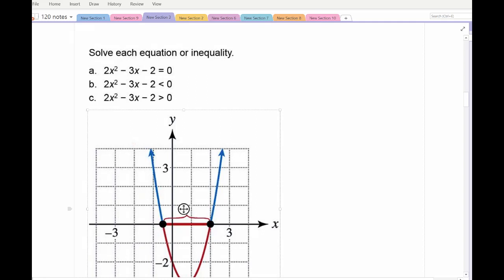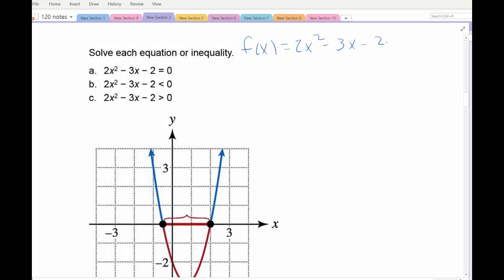Okay, so solving quadratic equations graphically. I'm going to do one of each type: a greater than, a less than, and the zero case, all graphically. Alright, so the first one is our quadratic. Our function would have been 2x squared minus 3x minus 2.